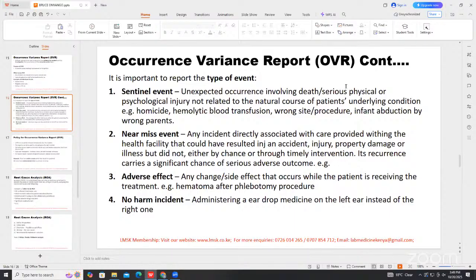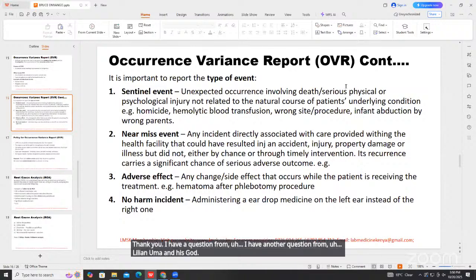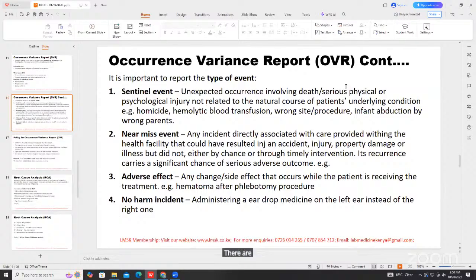Thank you. I have another question from Lilian Ouma, and it goes, there are relatives of patients who bring samples which are not labeled, but they insist that the samples have been drawn by doctors. So the question is, how do we handle this?